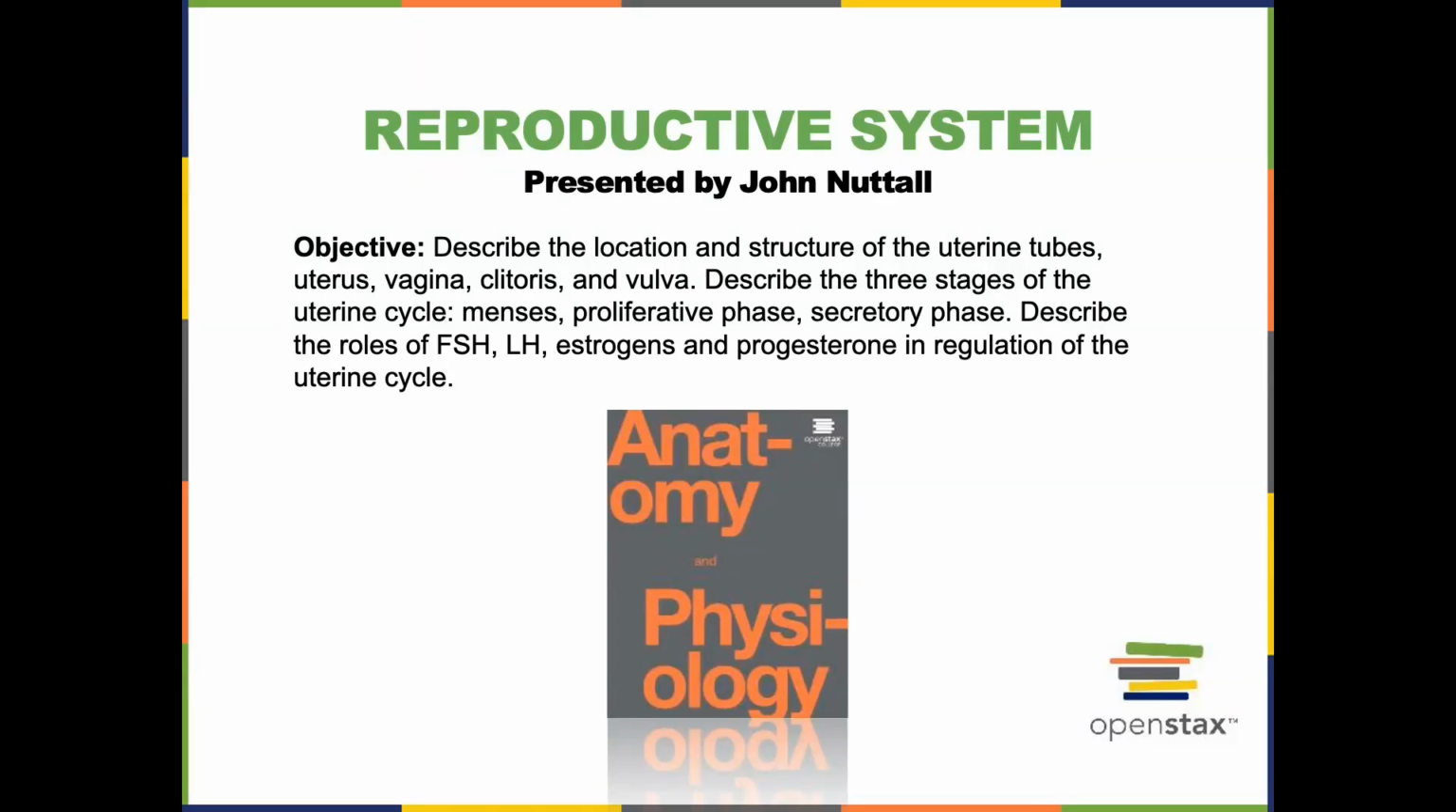This video will cover the following objectives from the reproductive system. Describe the location and structure of the uterine tubes, uterus, vagina, clitoris, and vulva. Describe the three stages of the uterine cycle: menses, proliferative phase, and the secretory phase. Describe the roles of FSH, LH, estrogens, and progesterone in the regulation of the uterine cycle.